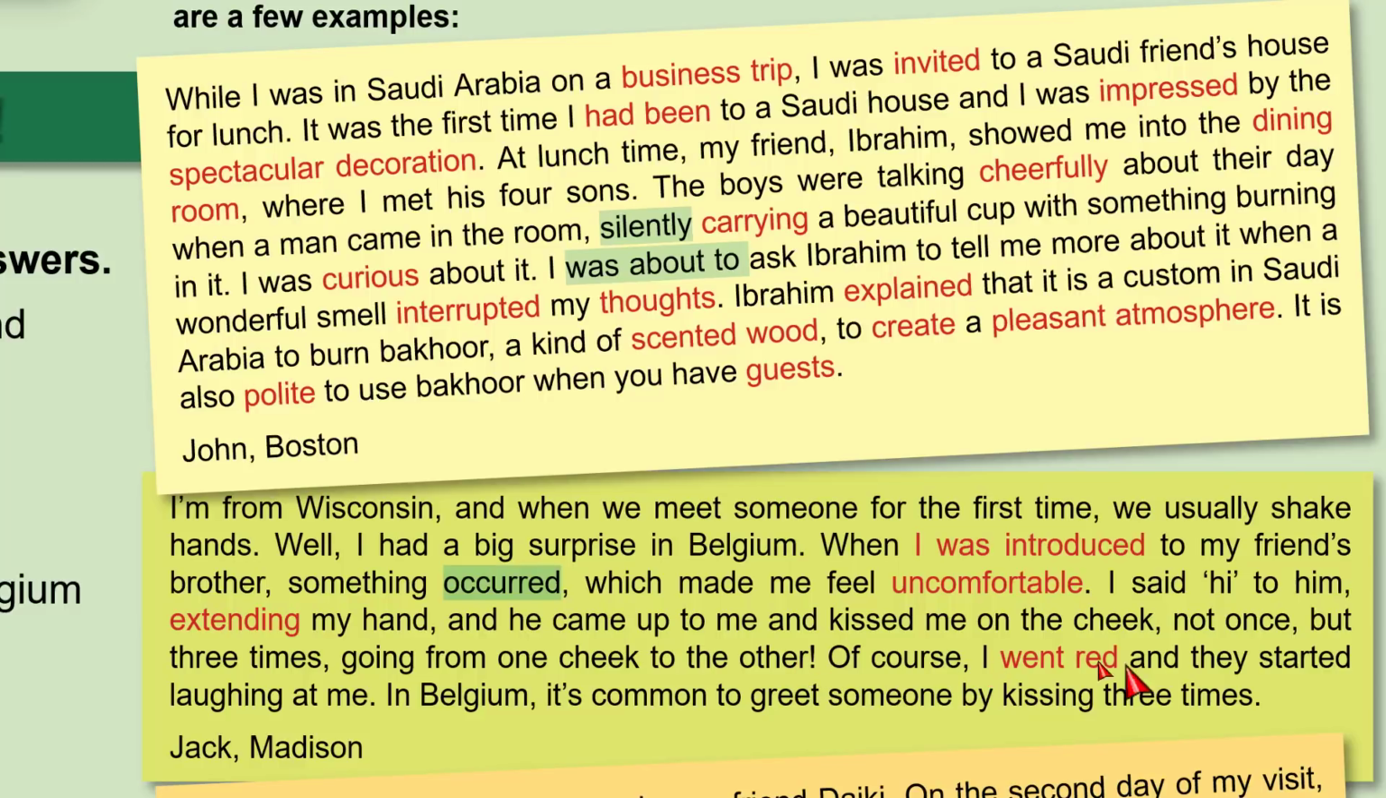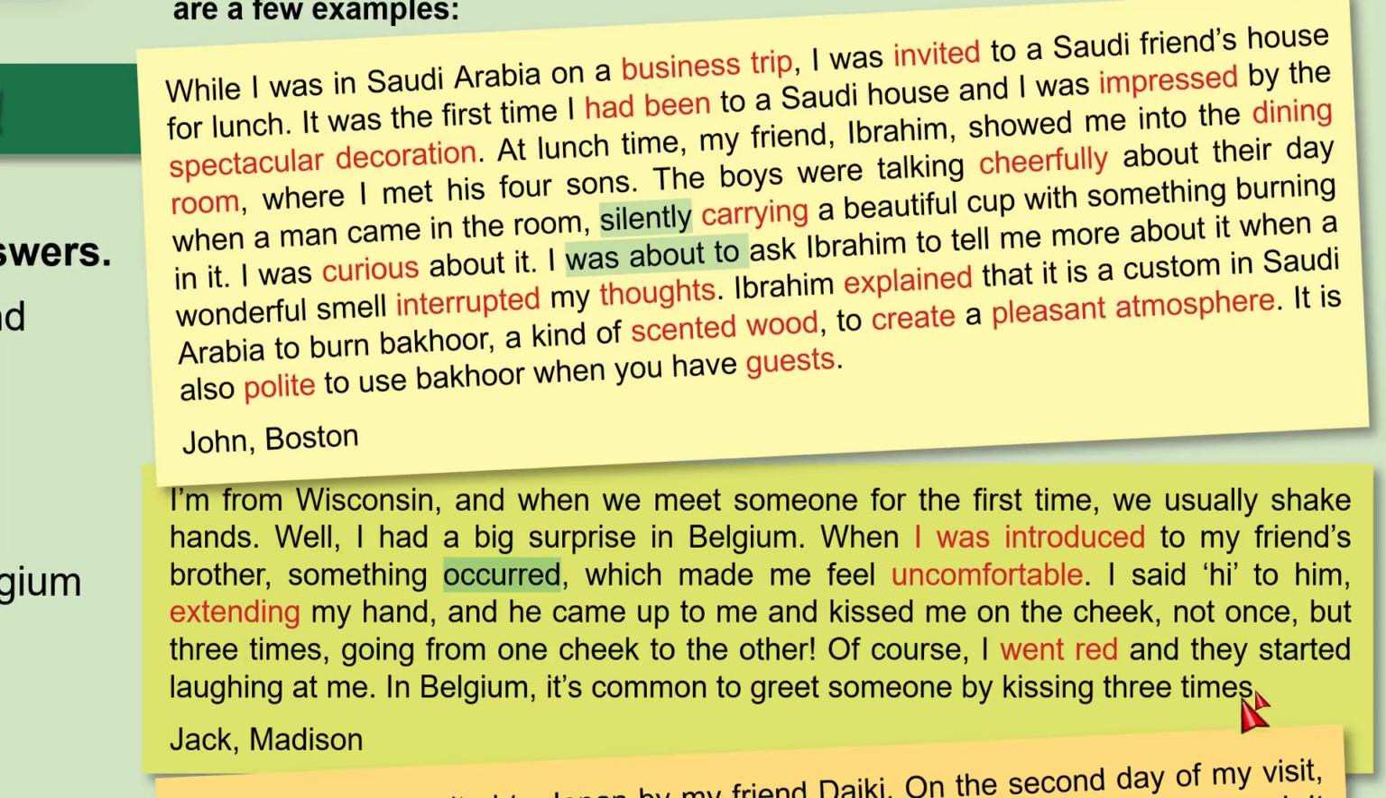Of course, I went red. I was blushing. My skin color changed. I was embarrassed. I felt uncomfortable. And they started laughing at me, making fun of me. In Belgium, it is common to greet someone by kissing 3 times. That is a normal thing. It is a custom in Belgium.